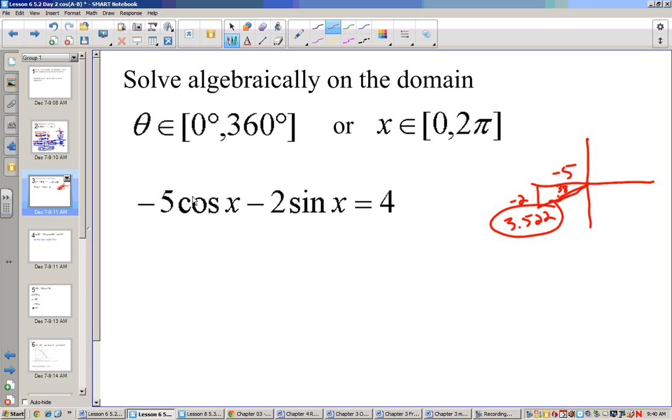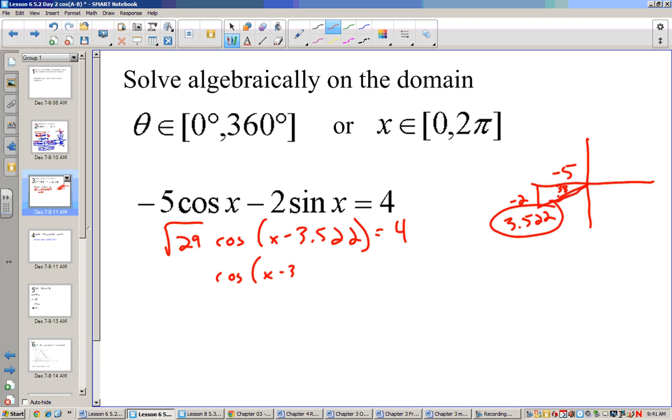So if I take 2 squared plus 5 squared, that's 29. So if I square root it, that would be root 29 cosine of x minus 3.522, and set that equal to 4. Now I did that kind of quick because if you didn't understand this, go back to the previous lesson, where we did a whole bunch of those. So I didn't want to take too much time up with that.